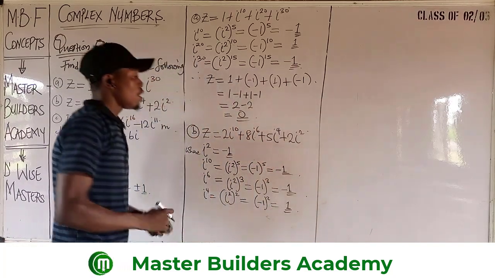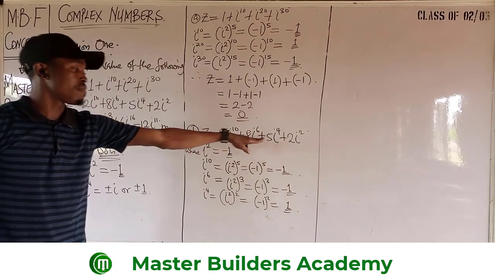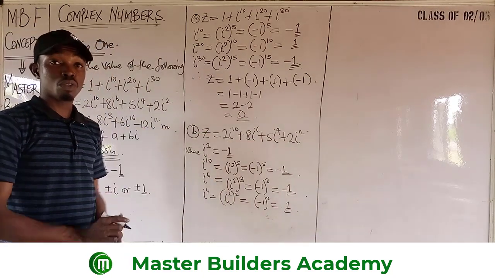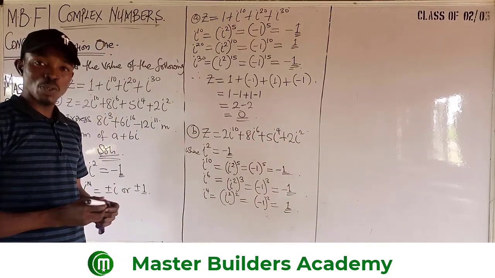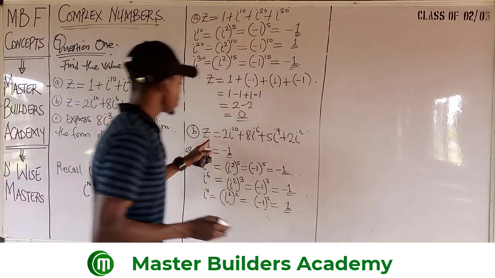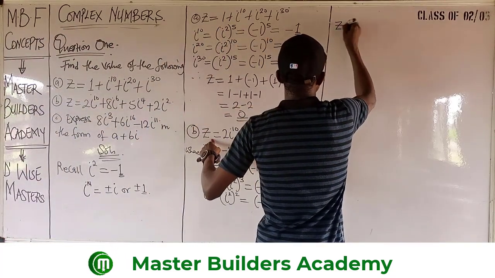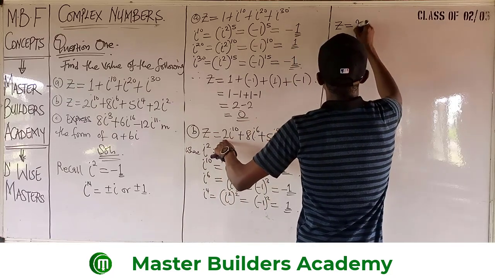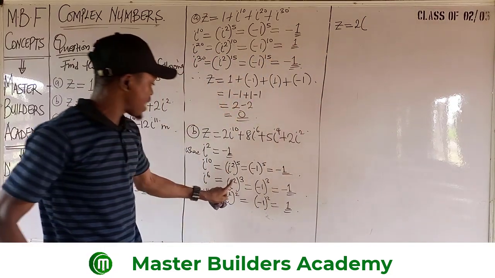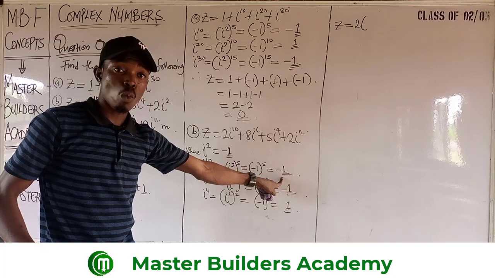It's as simple as this. All we just need to do now is to substitute these values into this equation, and then we are good to go. So if this is clear, then we have Z is equal to 2 into I raised to the power of 10, which is minus 1.